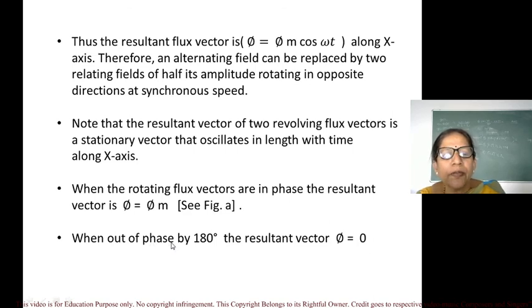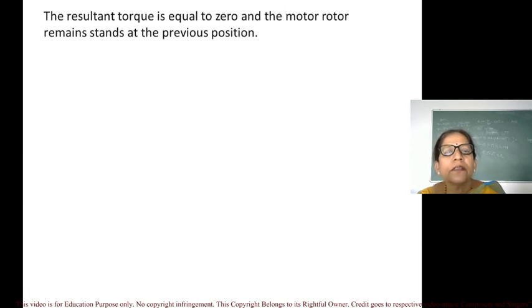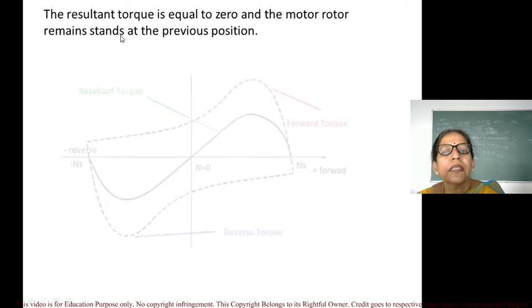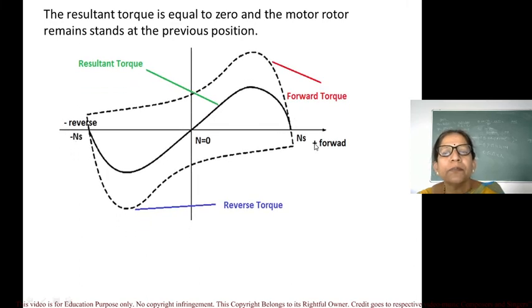Again, if we consider the value of phi for the particular phase angle 180 degrees, then also the resultant vector phi will be 0. So in both cases, either omega t equal to 0 or omega t equal to 180 degrees, the resultant torque is equal to 0 and the motor remains standstill in the previous position.